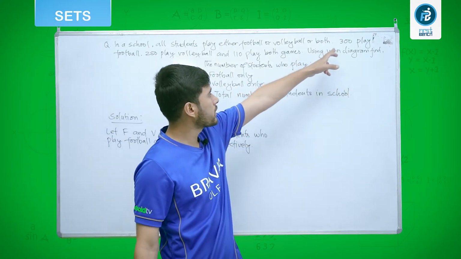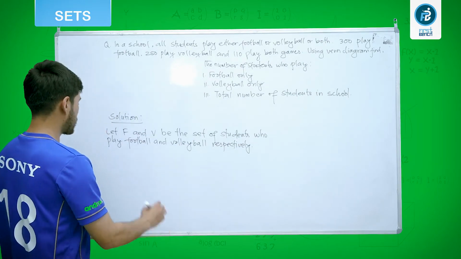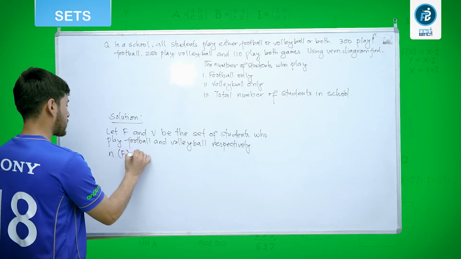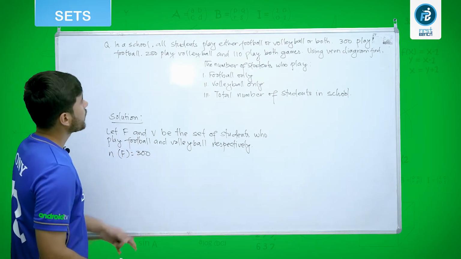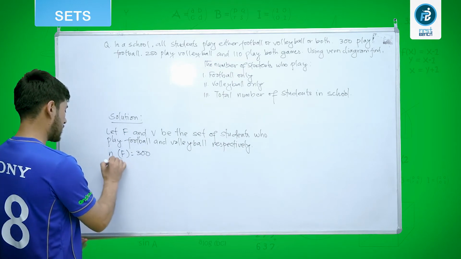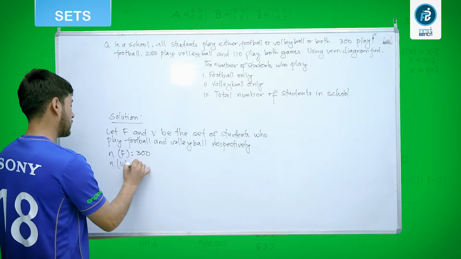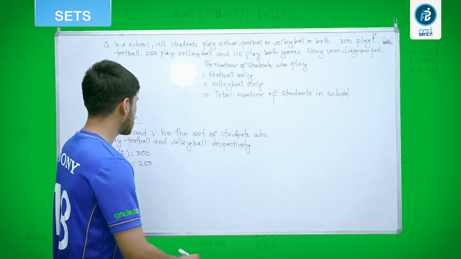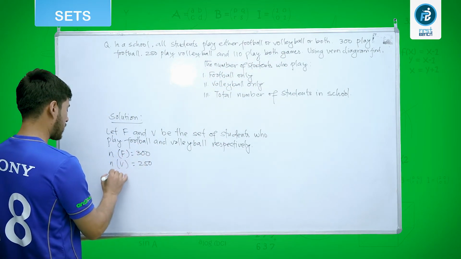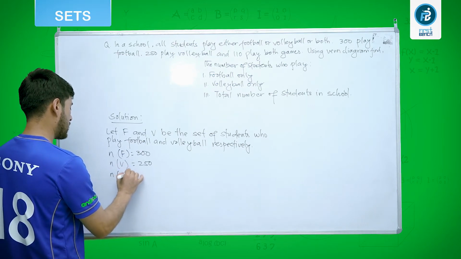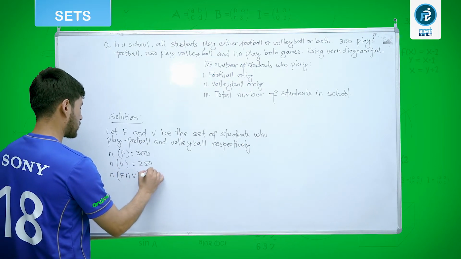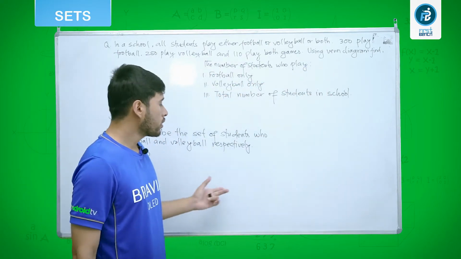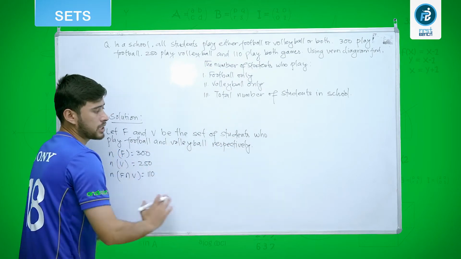Now we have the given information: 300 play football, so let's write n(F), the number of students who play football, equals 300. Likewise, 250 play volleyball, that is n(B), the number of students who play volleyball, equals 250. And 110 play both of the games, means they play football as well as volleyball. So they are the common students, and n(F ∩ B) equals 110. Using a Venn diagram, we are going to draw a Venn diagram of this given information.